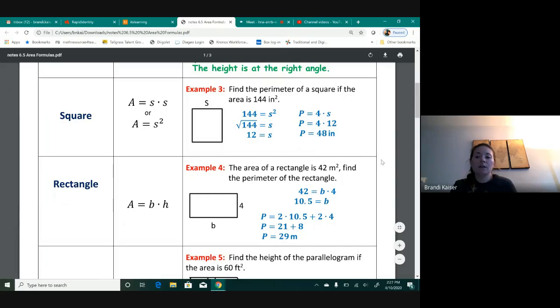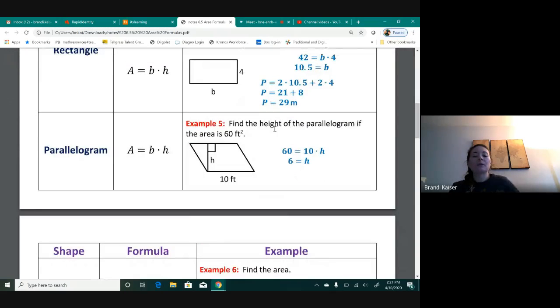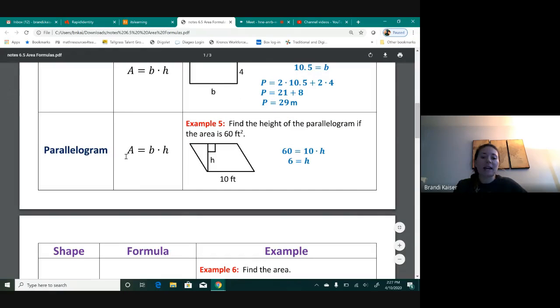All right, the next shape, a parallelogram. A parallelogram actually has the exact same formula as a rectangle. It's base times height. But the main thing is, just like in your triangles, you have to make sure the base and the height are perpendicular to each other. So you have to make sure you see where the 90-degree angle is so you know what sides are the base and the height.